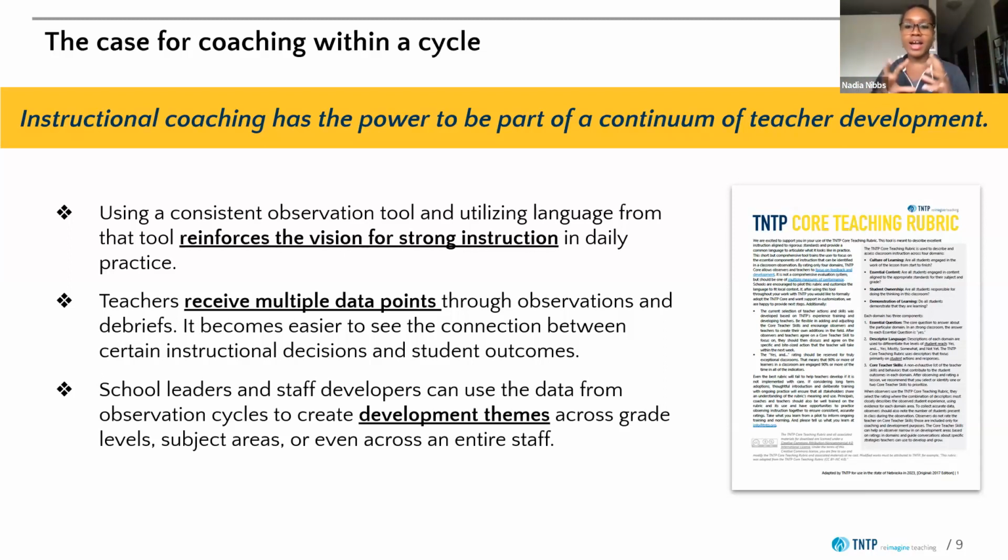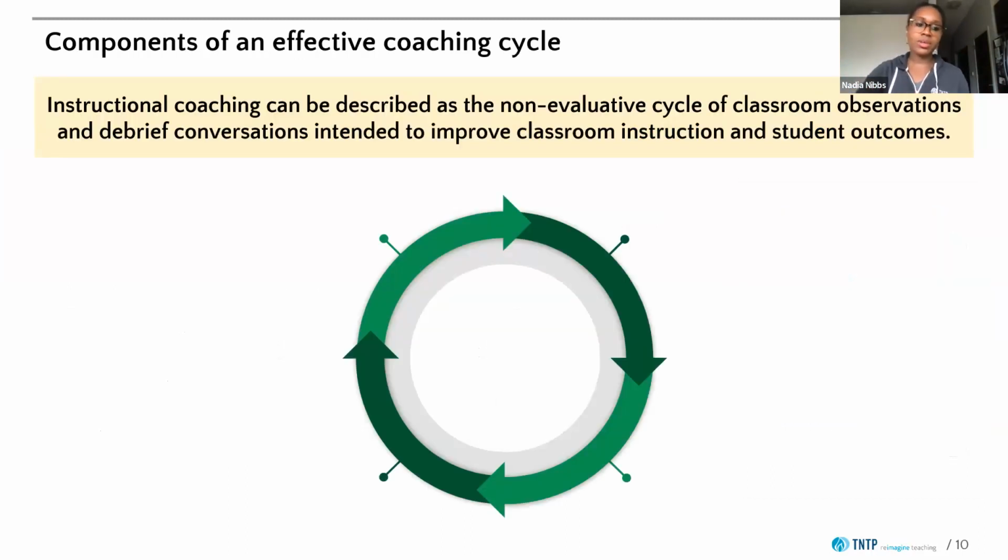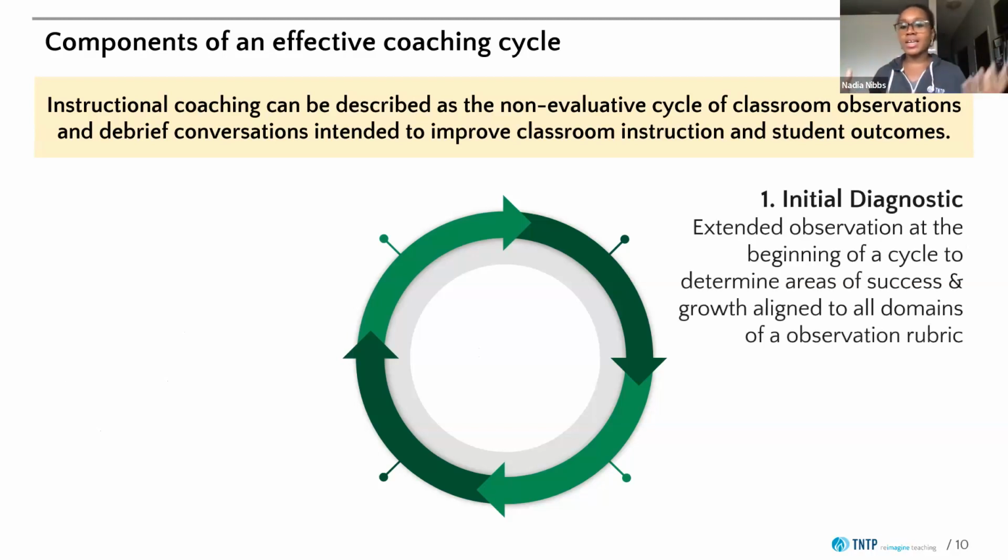So now let's talk about what actually goes into a cycle. So a cycle can really be broken down into 4 parts, right? This first part is really a diagnostic. It's that first extended observation that kicks off a cycle to determine big bucket areas of success as well as areas of growth. And they're always aligned to that domain, as part of the rubric.